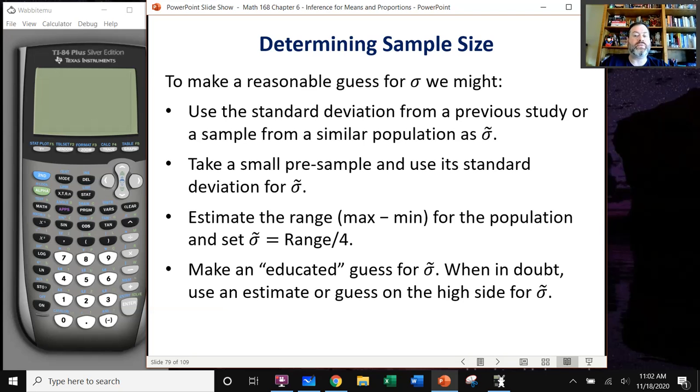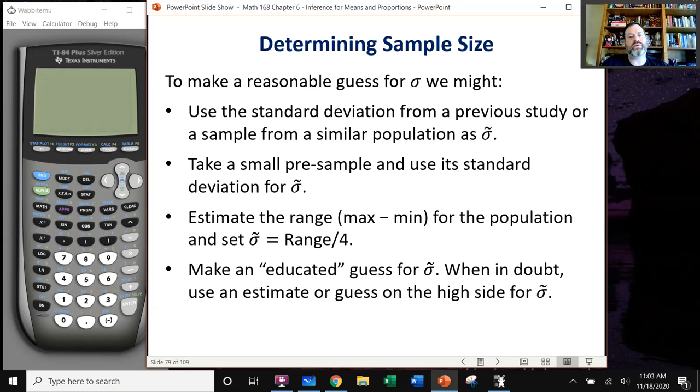You can also estimate the range, and sigma tilde can be the range divided by 4, right? So if you remember the range from chapter 2, this is a good way to estimate standard deviations. We actually did this back in chapter 2. We would look at the entire dot plot, try to estimate the middle 95%, and divide by 4, right? That's how we did it. And then make an educated guess for sigma tilde. When in doubt, use an estimate or guess on the high side. If you have absolutely no idea what it is, just pick a number and see what happens. It doesn't seem very scientific, but this is how it's done.